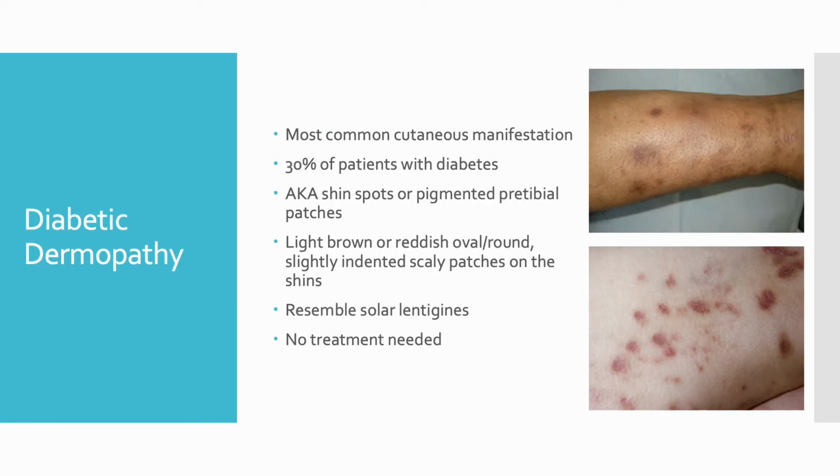Another thing which is quite commonly seen in diabetics is called diabetic dermopathy, sometimes called pigmented pretibial patches or diabetic shin spots. So they tend to occur on the shins, small brown macular patches. They can resemble solar lentigines. No treatment's really required, but it is a marker of underlying diabetic microvascular disease, and it occurs in about 30% of people with long-standing diabetes.